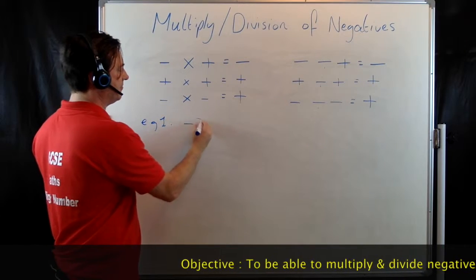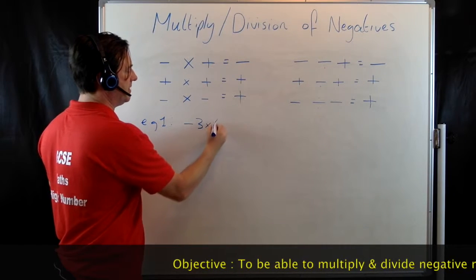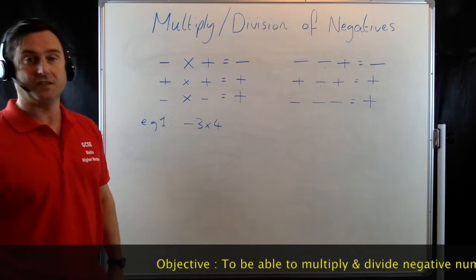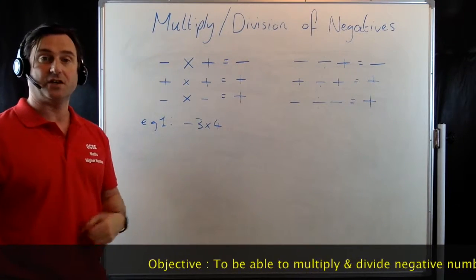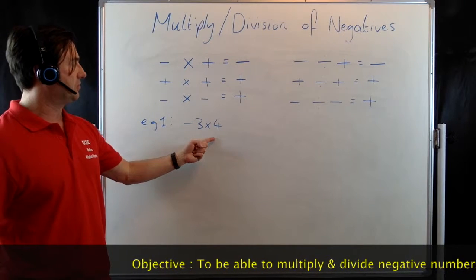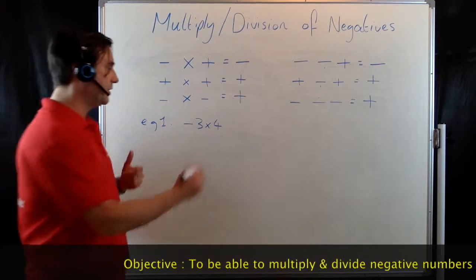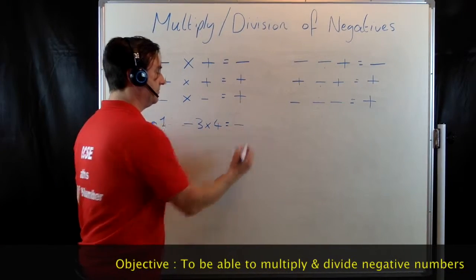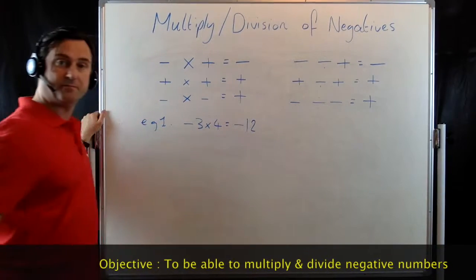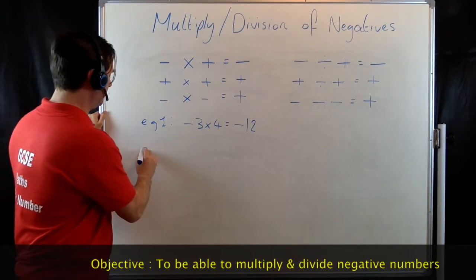If you've got negative 3 and you're multiplying it by 4, although the 4 hasn't got a positive sign in front of it, if it hasn't got a negative sign, we know it's a positive. So we've got a negative multiplied by a positive, and we know that's going to give us a negative answer, and 3 times 4 gives us 12. Second example.